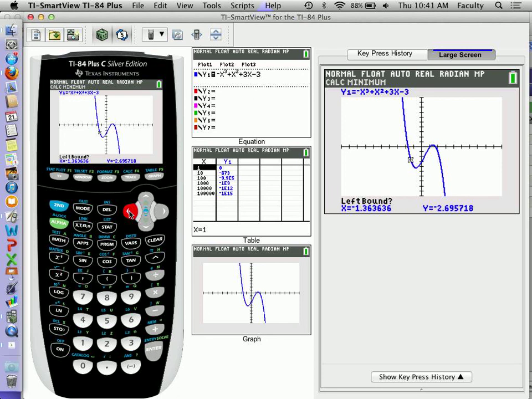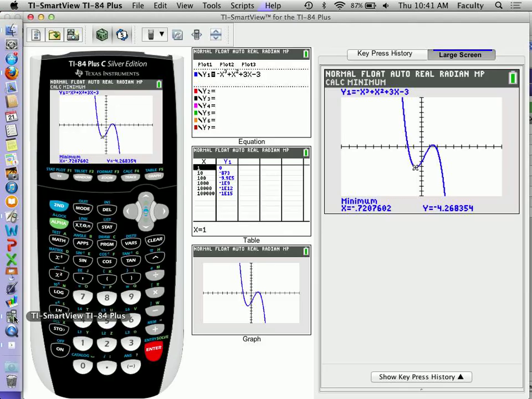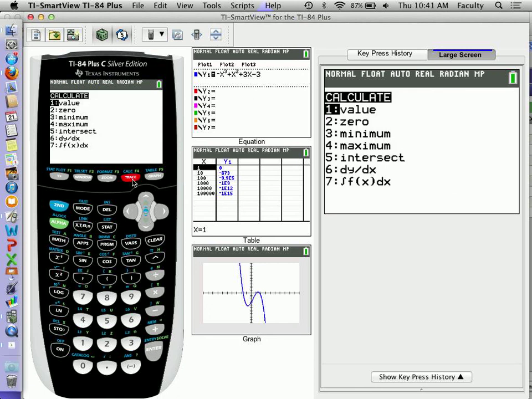Well, when I look at this graph, here's the minimum. Can everybody have eyes on the board for a quick moment? Here's the minimum. So a left bound is I need it to be just a little bit to the left. And then you get a teeny tiny bit to the right of that and press enter on the guess. So I'm getting a minimum at -0.72, -4.3. And then let's repeat it and find the maximum. So I do second trace, max.